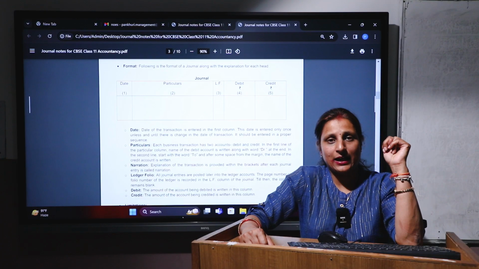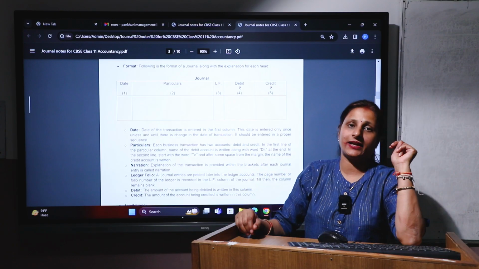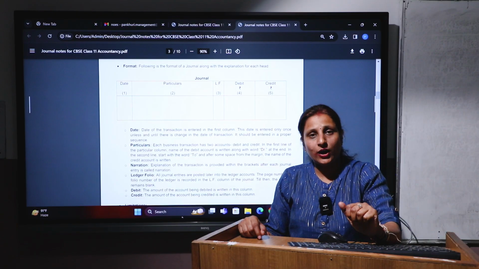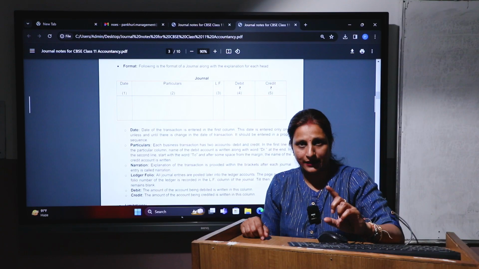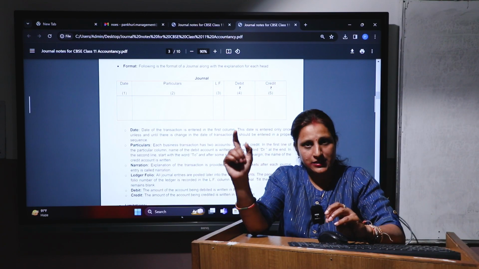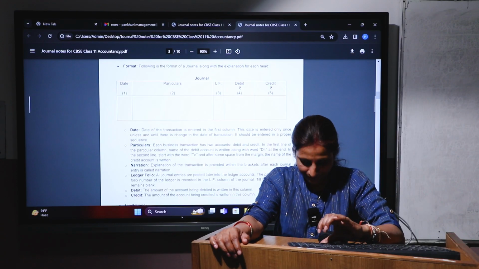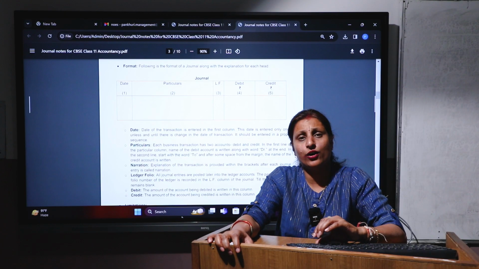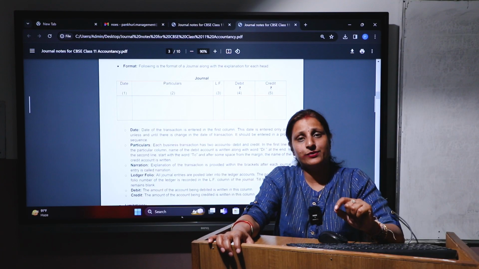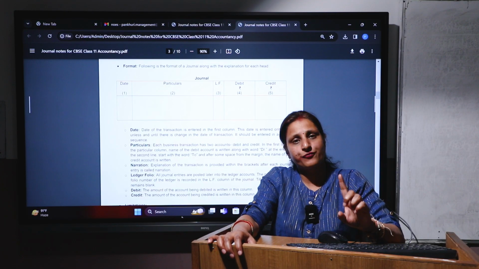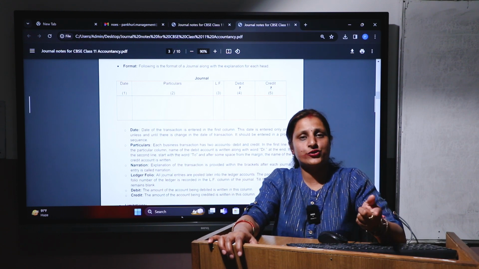Both these accounts, debit and credit, will be recorded in the particulars column. We record the entry in the form of debit and credit. The debit account will come first and the credit account will come next. For example, if I have the entry of cash account to capital account, cash account is debit, so cash account will come first, and capital account is credit, so capital account will come next to cash account.